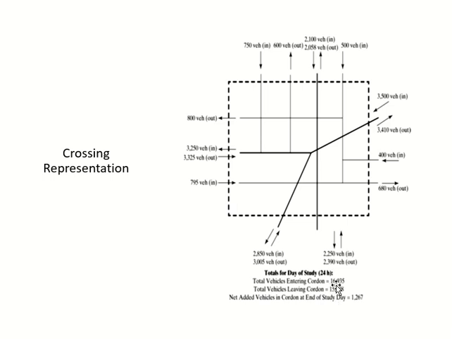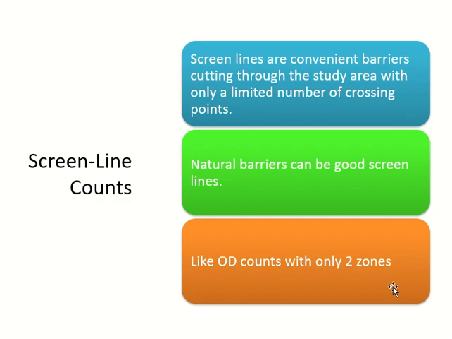It was a 24-hour study, so they added the total vehicles entering and leaving. Okay, and so it gives you the location of the crossings, but obviously then it doesn't show you the time. So every representation has its own advantage.